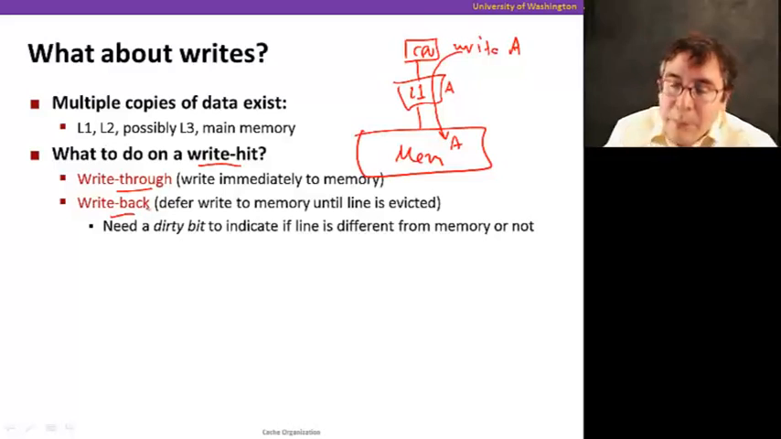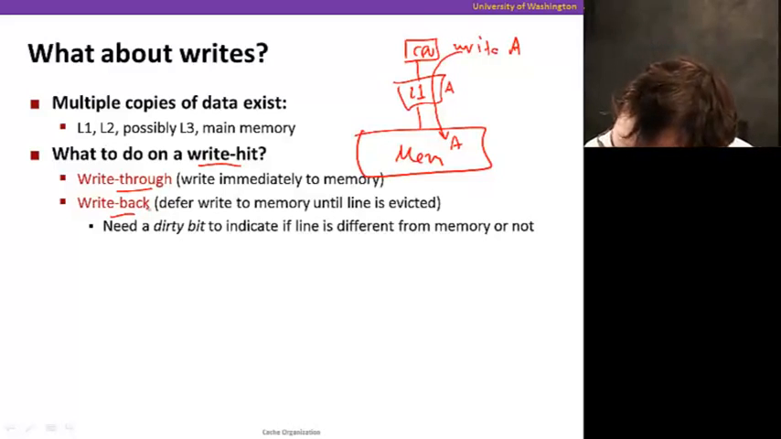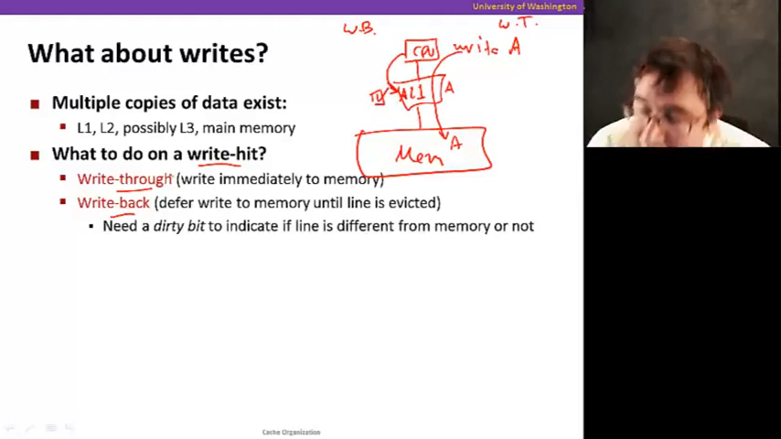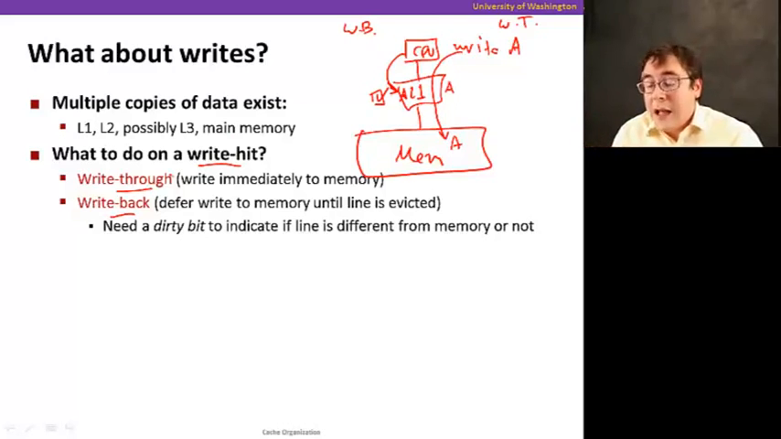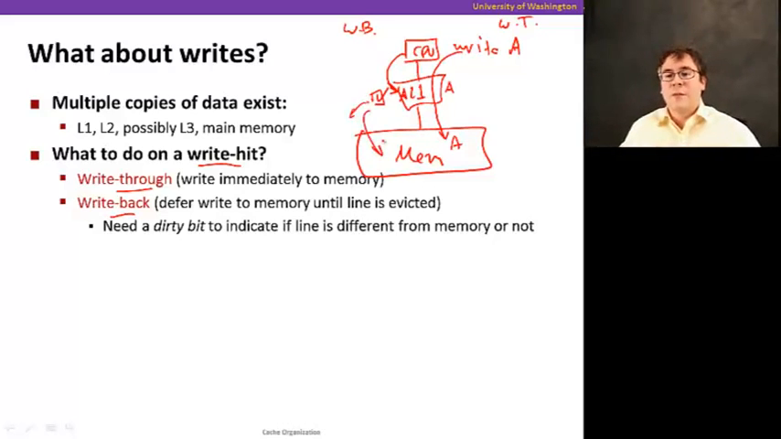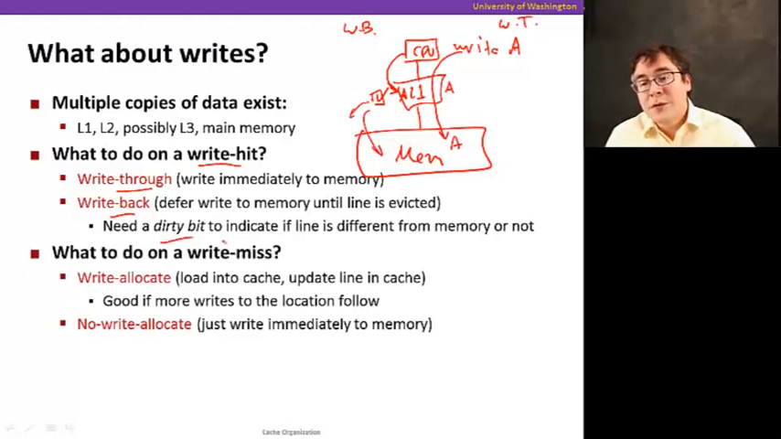Now, write back works as follows. This is write through. With write back, when the CPU writes to A here, it just writes to the cache, and now there's a little bit here that gets set that says this data is now dirty. It means that the copy in memory might not be the same. So whenever this line is displaced, kicked out of the cache, it sends the data to memory. So we need a dirty bit to indicate the line is different. Now this is what we do in a write hit.